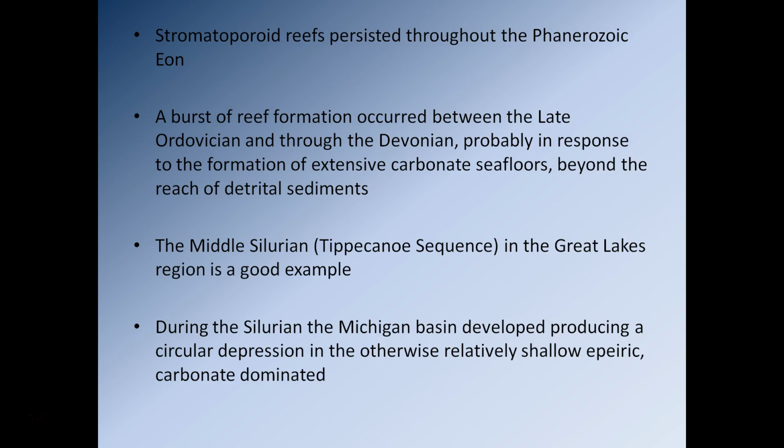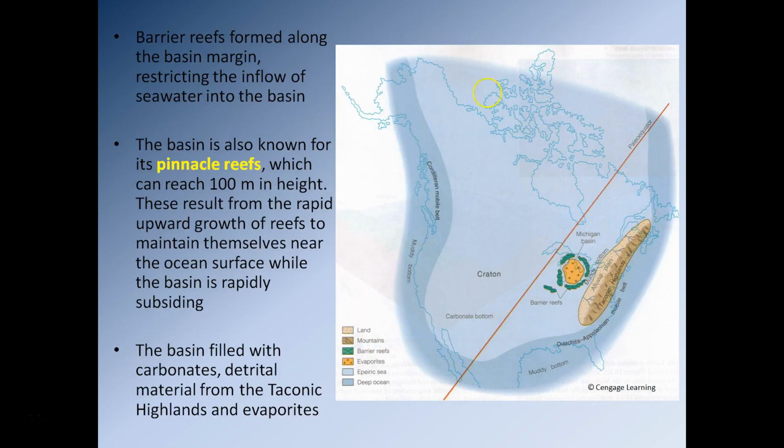During the Silurian, the Michigan Basin developed, producing a circular depression on what was otherwise a relatively shallow epeiric carbonate-dominated sea. So here we go. This is the situation. Here we have the Tippecanoe transgression. Most of North America, Laurentia, is underwater.